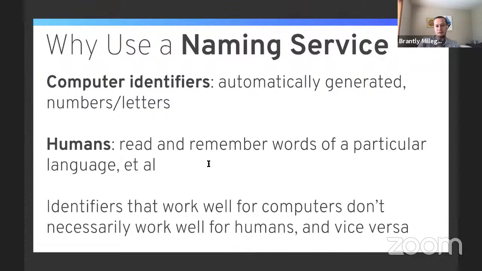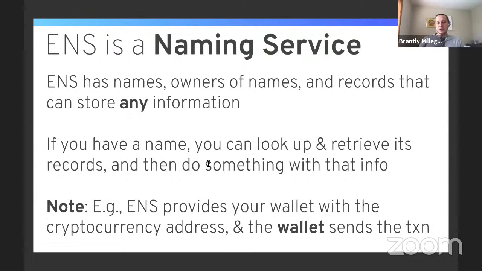So why do we have naming services? Because identifiers that make sense to computers don't necessarily make sense to humans. Computers can deal with long strings of numbers and letters and identify the differences instantly. They can auto-generate these things. It doesn't really matter which one you have from a social standpoint. Whereas humans, we deal with words and language and social context. So a naming service just bridges that gap. ENS is a naming service insofar as it has names, it has owners of names, or really, whoever is able to change the records of a given name, and then records that can store any arbitrary information. So if you have a name, you can look it up and retrieve the records and then do something with that information.